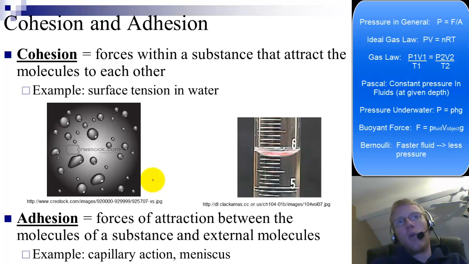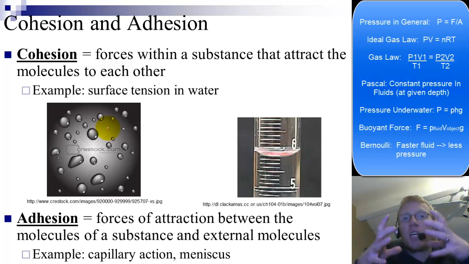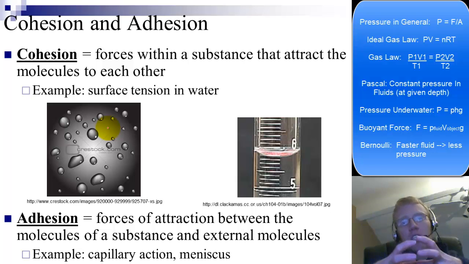Cohesion. Cohesion, as the name suggests, co means together. Not doesn't mean together, but what does co mean? Cohabitate, coexist. I guess it means together. Anyway, it's the forces within a substance that attract the molecules to each other. So anytime you're talking about cohesion, you're talking about two molecules of the same type attracting each other. So when you look at water droplets, like this picture suggests, you might pour water onto a surface and you notice that the water clumps together. That's because of cohesion. The water molecules are attracted to other water molecules and they'll group or cluster together.